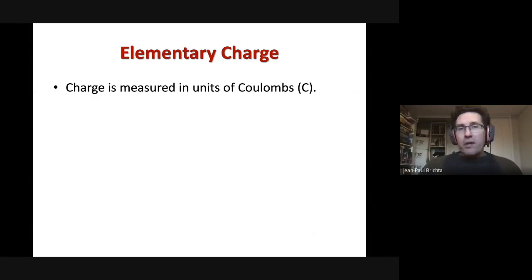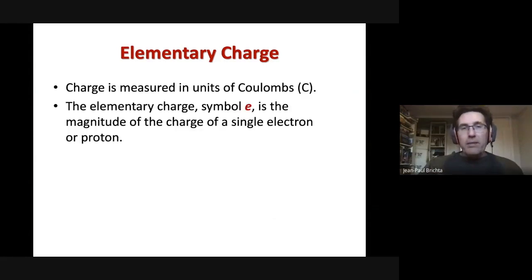So the unit of charge is the coulomb, or capital C. And the symbol for an elementary charge, the smallest amount of charge that you can have, is the lowercase letter e. And this is actually the amount of charge that exists on either one proton or one electron. This is the number, 1.60 times 10 to the negative 19 coulombs. That's the smallest amount of charge that you can have on anything. You can't have less charge than that.